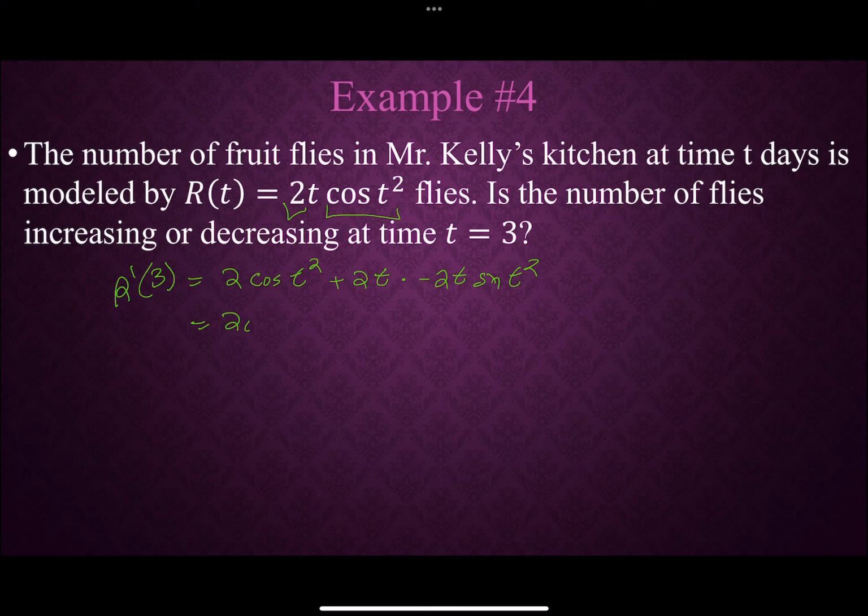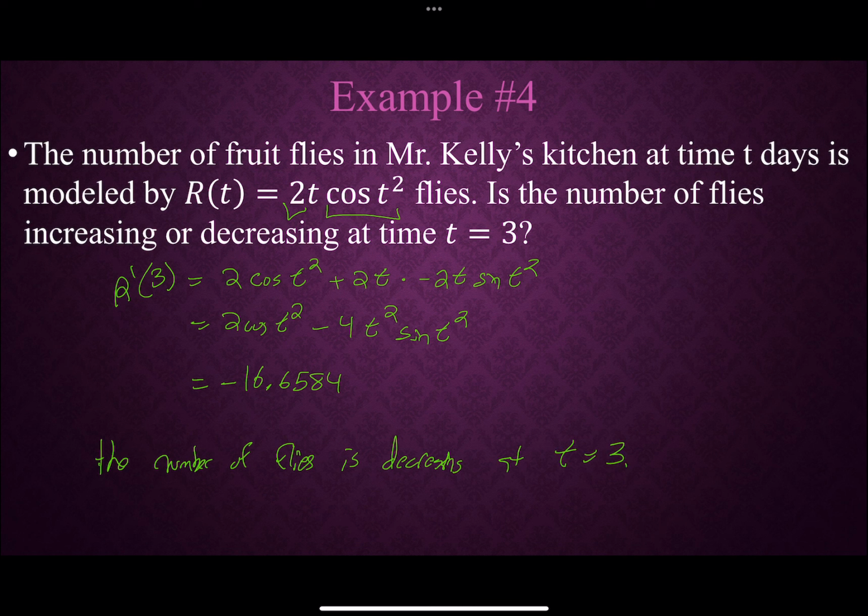So this would come out as 2 cosine t squared minus 4t squared sine t squared. And then you can substitute 3 into this and see what you get numerically. That's if you want to do it by hand. But again, your calculator, you have your nDeriv tool, you can do that as well. Either case, you should be getting negative 16.6584, which means the number of flies is decreasing at t equal to 3.